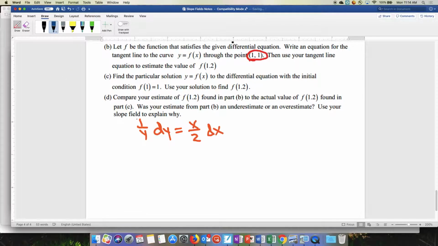Blue sound good to you? Okay, so now we're going to integrate. When we integrate 1 over y, we get the natural log of y. And when we integrate x over 2, we get 1/4 x squared plus c.